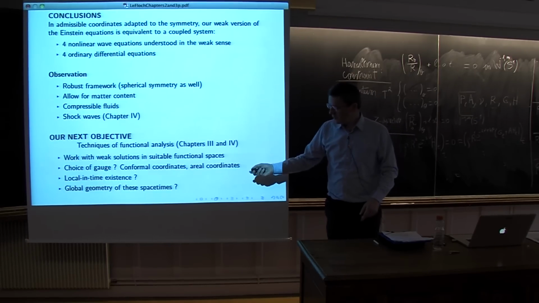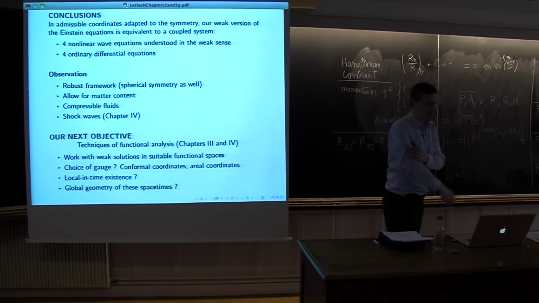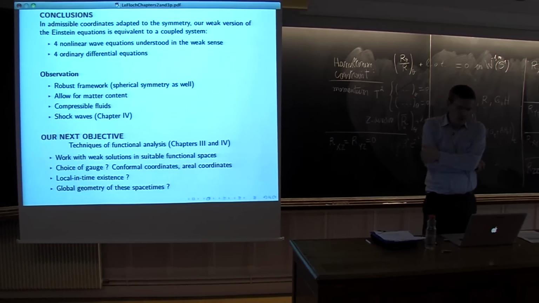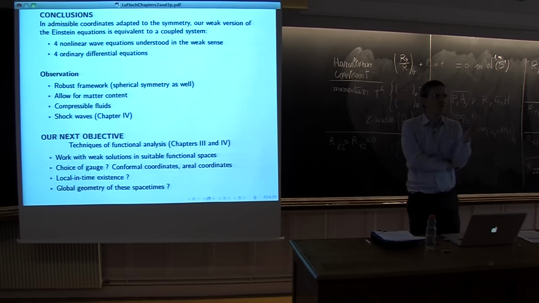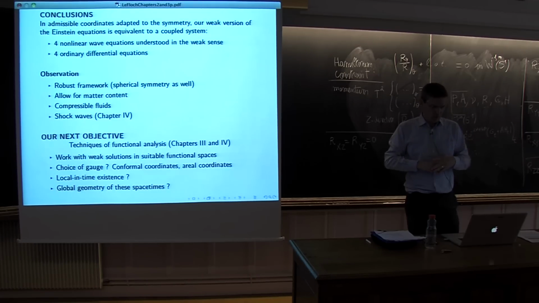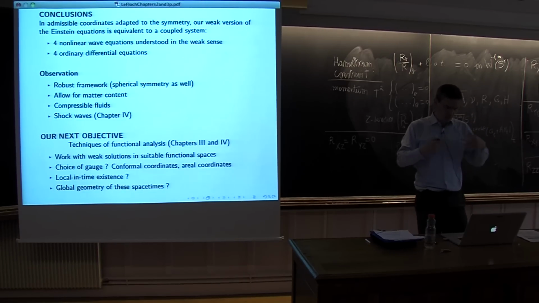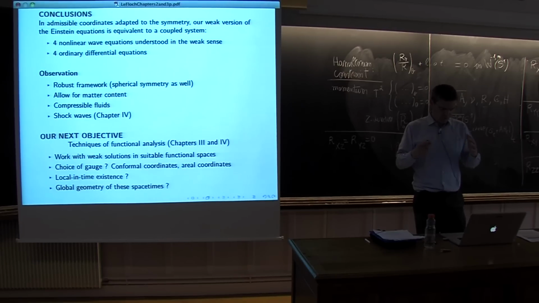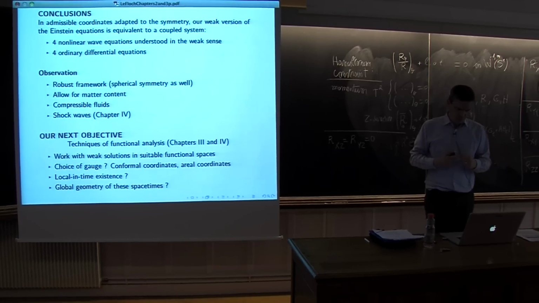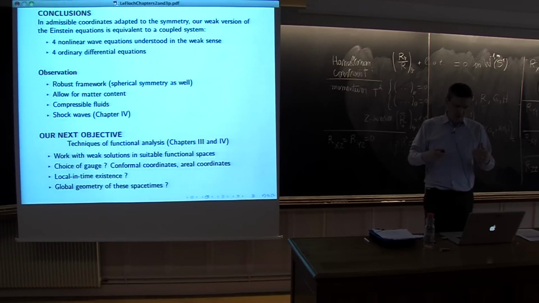The choice of gauge will come because what I wrote on the blackboard, on the screen, were just admissible coordinates, or general coordinates that use a symmetry, but that's not enough. You want to be a little bit more specific about how you choose the coordinates in order to get something tractable. So we will do that. We will introduce conformal coordinates, areal coordinates. So this will be the first issue, how to get local in time existence of weak solutions.